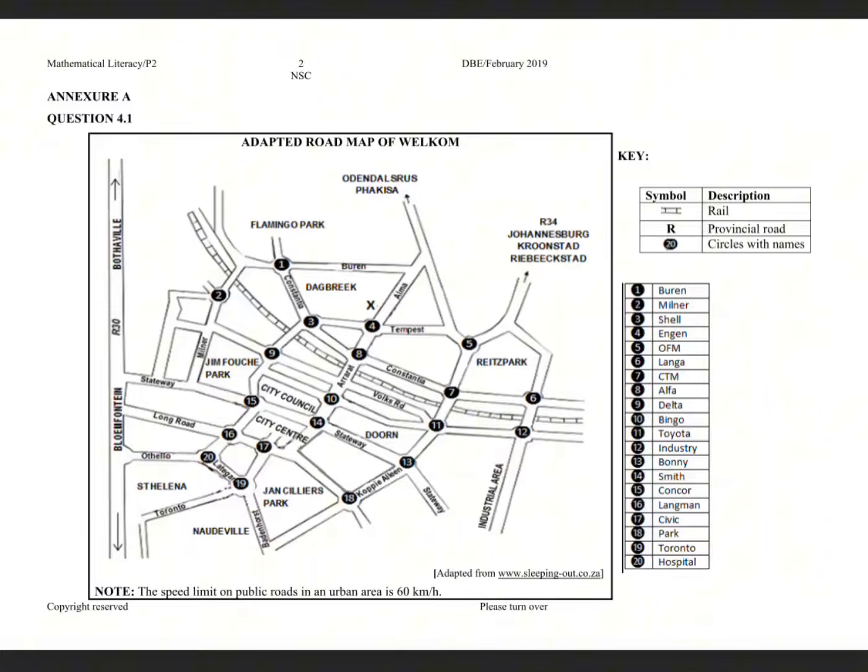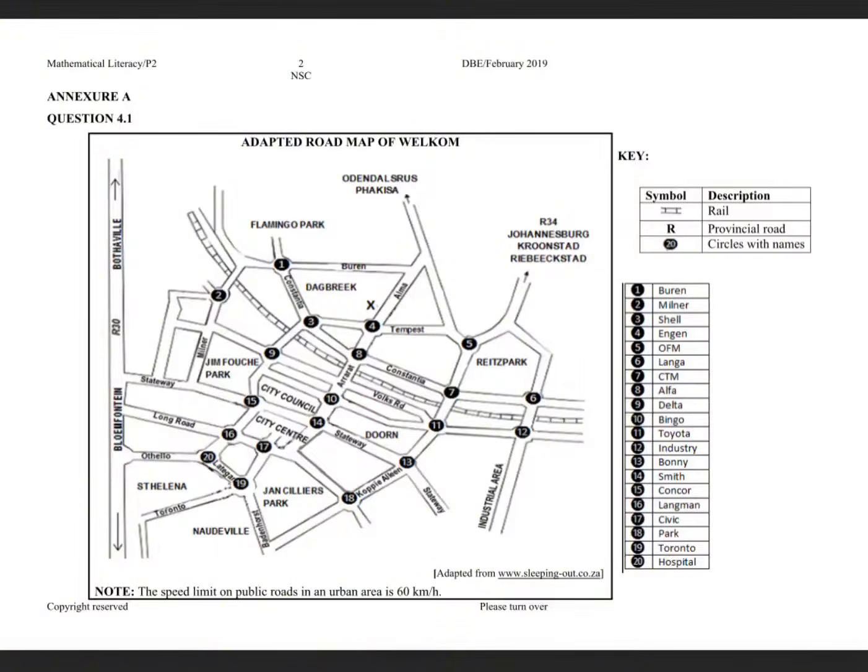we are having the key here that says this symbol represents the rail, then R represents the provincial roads, and then the circles here represent the circles with names. Checking the number of circles that we have in this town, we are having 20 circles, with their names written.